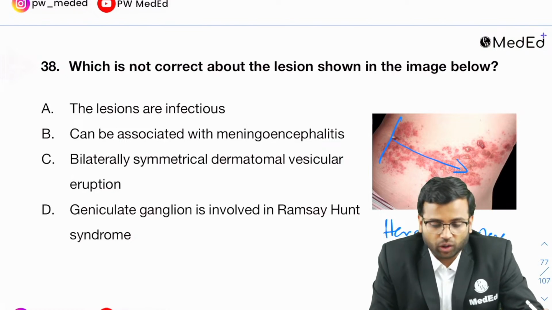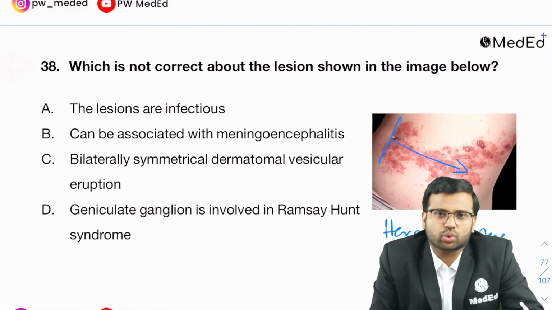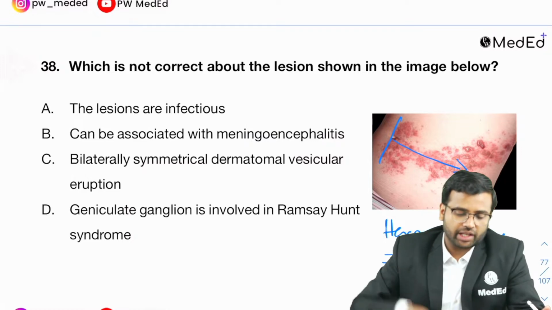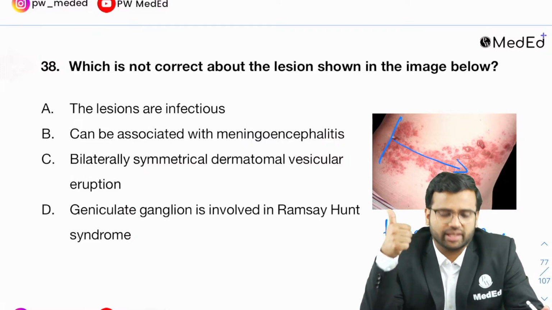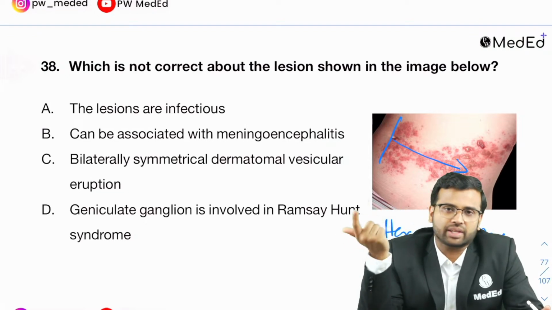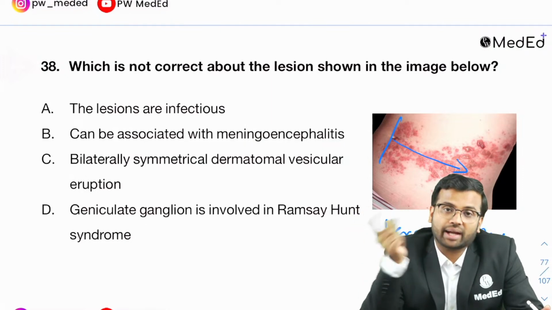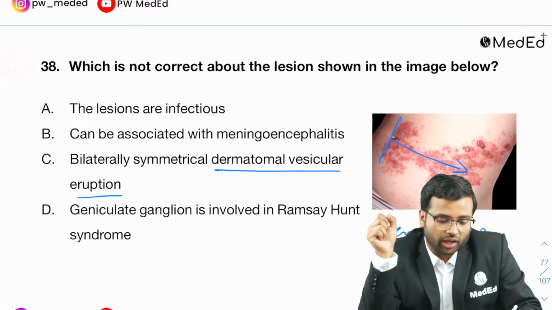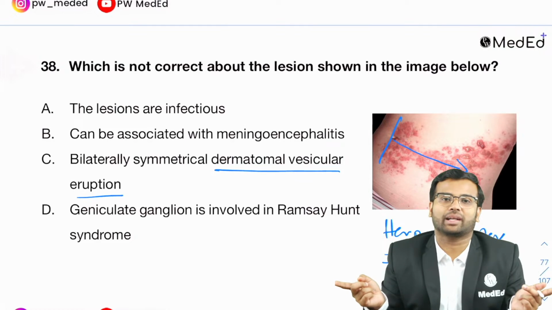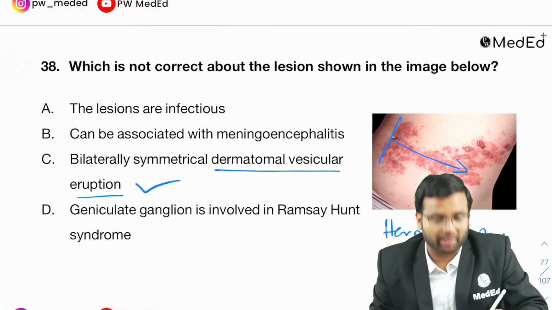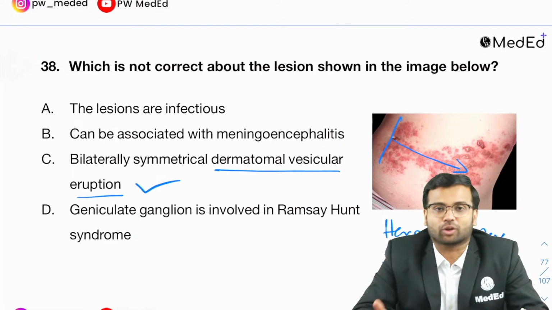Now let us see all these options. So S, Jayasurya, Rajrana, all of you are saying C. So let's see the options. The lesions are infectious. Obviously yes. It can be associated with meningoencephalitis. In severe cases, yes. Bilaterally symmetrical dermatomal vesicular eruption. It is actually a dermatomal vesicular eruption, but is it bilaterally symmetrical? No, it is going to be unilateral. It does not cross the midline, correct? So this is going to be the wrong answer.